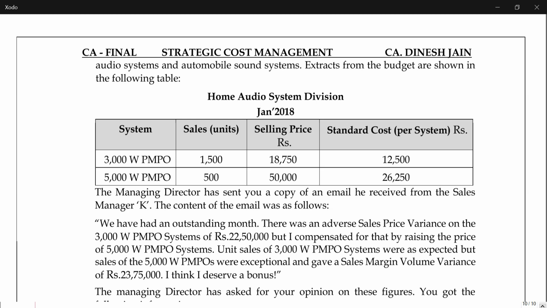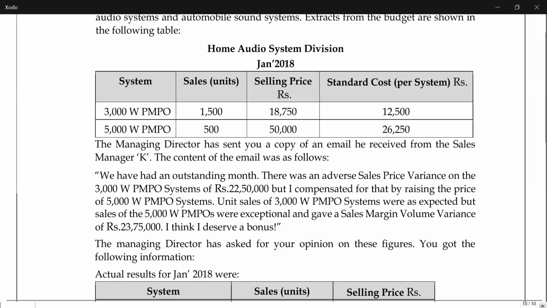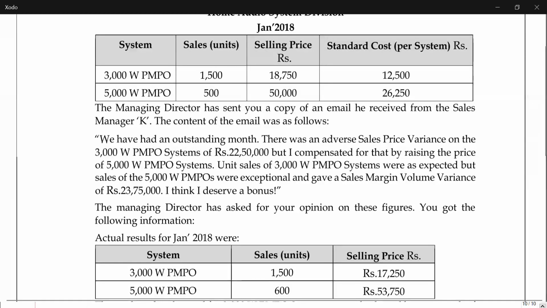Okay, let's discuss the question and then we'll get to the solution. Solution is a very limited part of the problem. Let's do a discussion. The company, I call it as A and B. So company wanted to sell 1500 units of A at 18,750. They have sold 1500 units at 17,250.